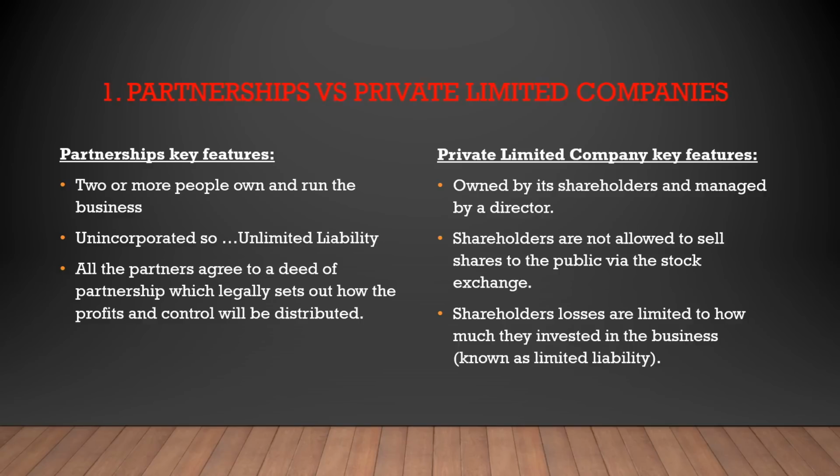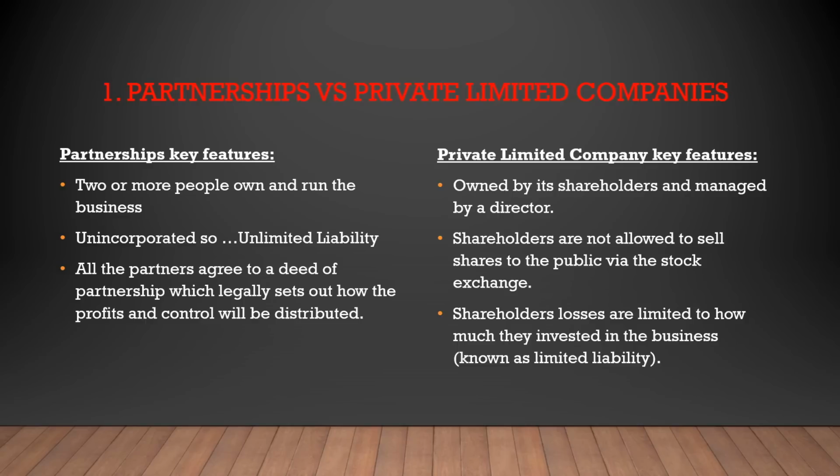Topic number 1 is business ownership structures. Now, one of those business ownership structures is partnerships versus private limited companies. Let's go through the key features of each. So partnerships key features: 2 or more people own and run the business. It's unincorporated, so it has unlimited liability. All the partners agree to the deed of partnership, which legally sets out how the profits and control will be distributed.